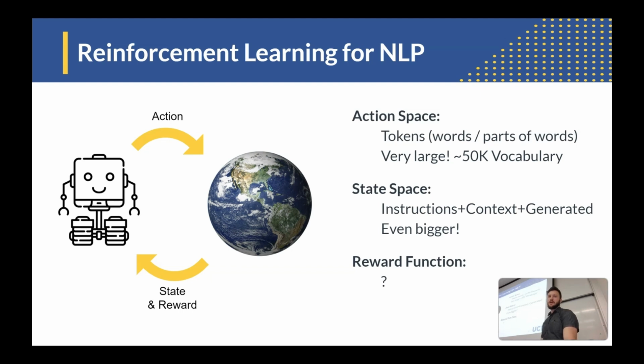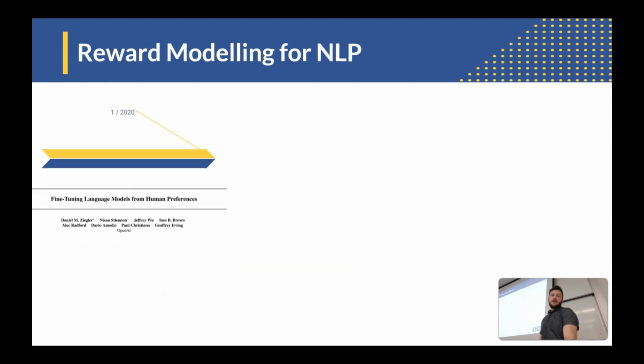That's a big part of what RLHF is. So the first paper that I'm familiar with that proposes learning a reward function for natural language processing is Fine-Tuning Language Models from Human Preferences, which came out in 2020. I wasn't familiar with this paper at the time.